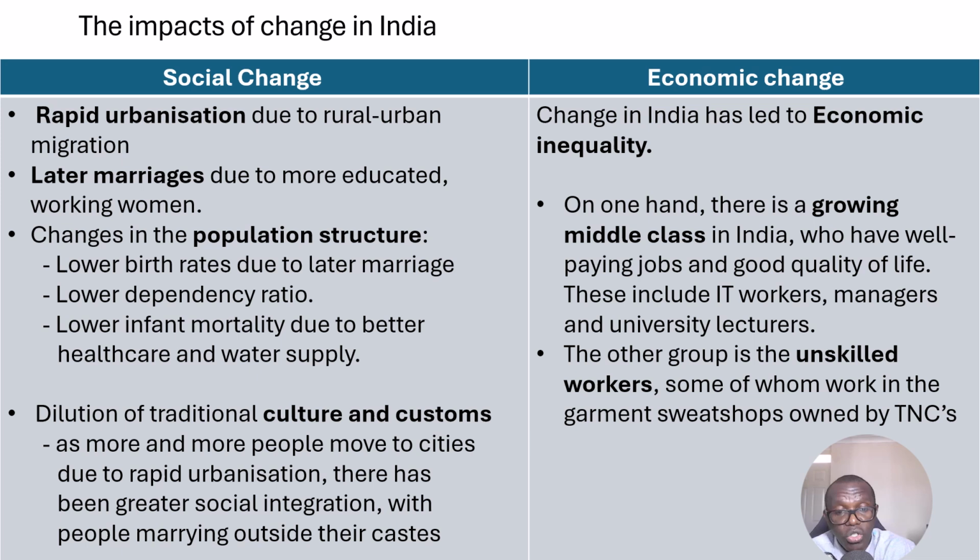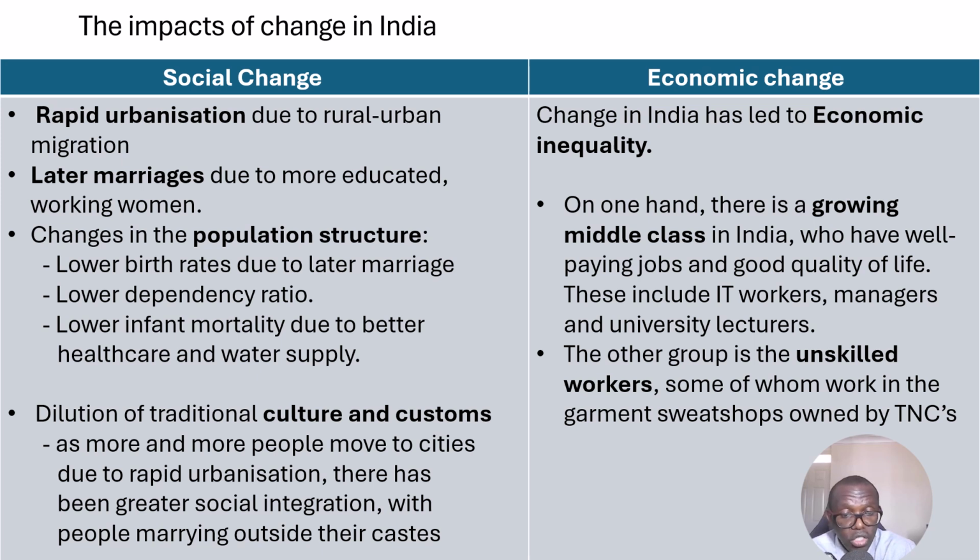The second social change that has taken place is later marriages. So this is due to a more educated public in India, and as more and more people are better educated, they will pursue a career, and as a result, they will prefer to get married later as they pursue that career first.